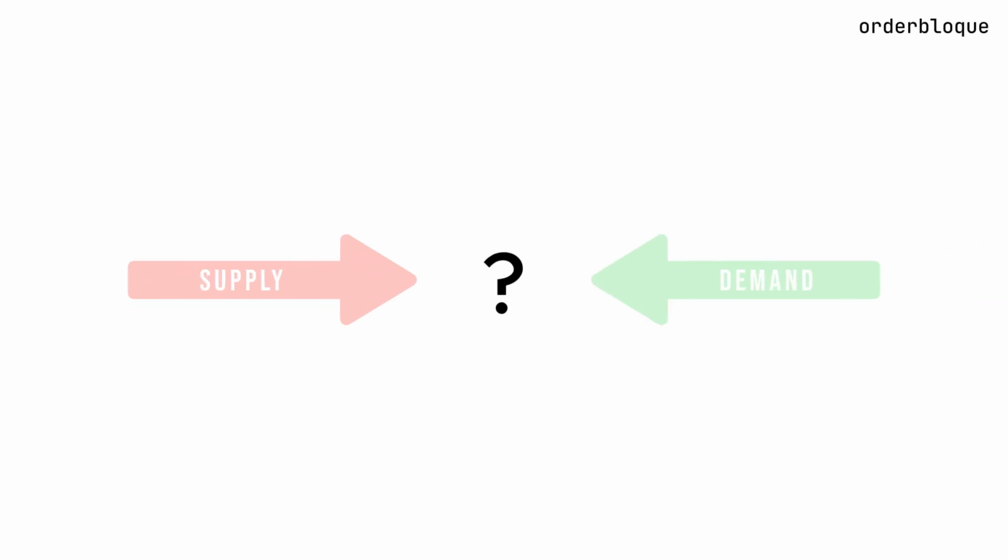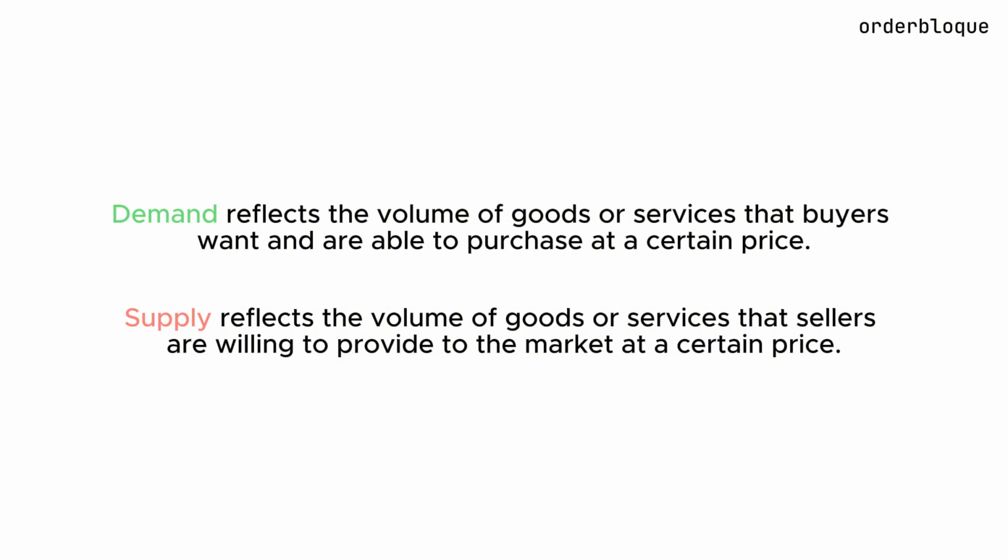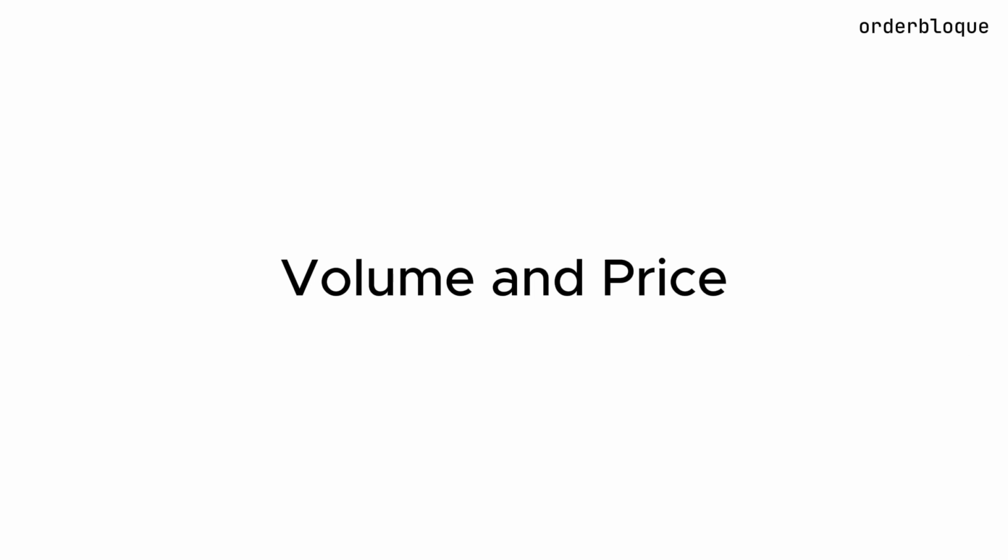First, we need to understand what supply and demand are, so let's give these terms the shortest but clearest definition possible. Demand reflects the volume of goods or services that buyers want and are able to purchase at a certain price. Supply reflects the volume of goods or services that sellers are willing to provide to the market at a certain price. The key words here are volume and price.